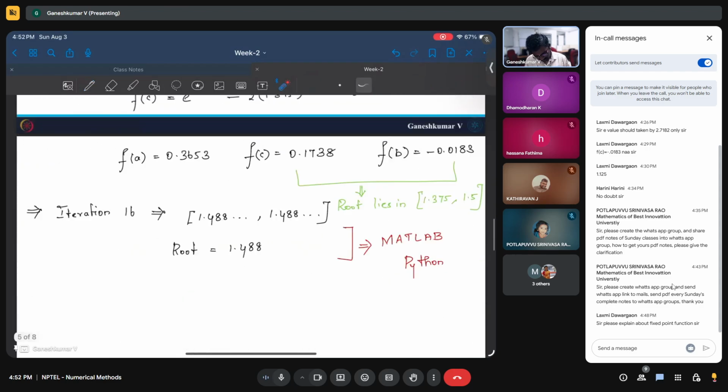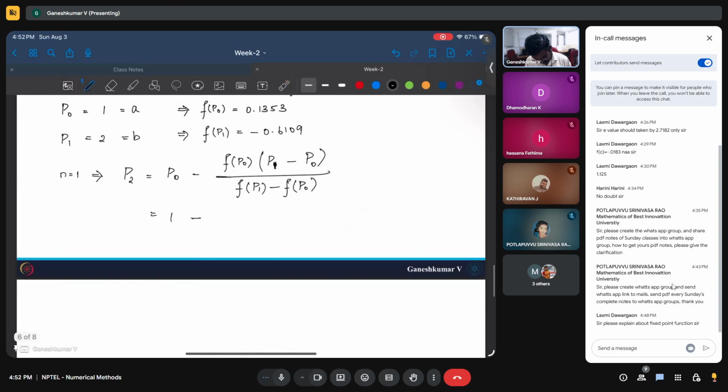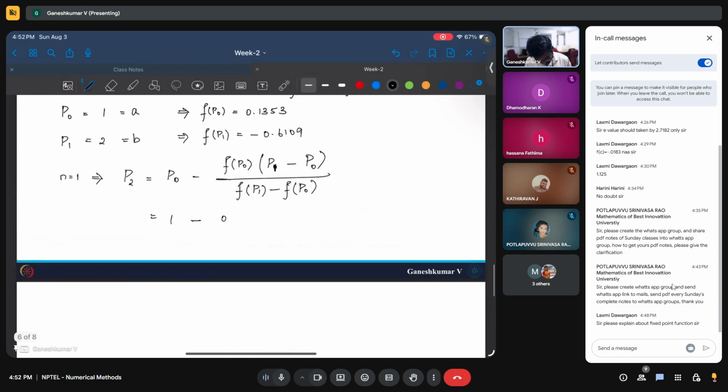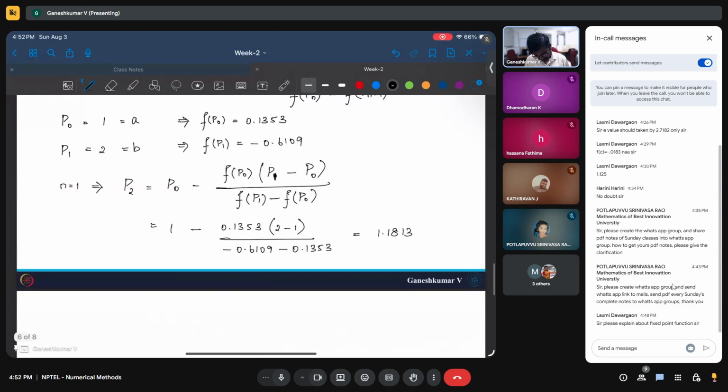So we already found it. I'm just going to use it here. We will see how much iteration it takes to converge. So now you can write this 1.353 times p1, which is 2 minus 1 divided by minus 0.6109 minus 0.1353. Correct? So now you perform this calculation, it would come somewhere around 1.1813. Okay, this is your p2.